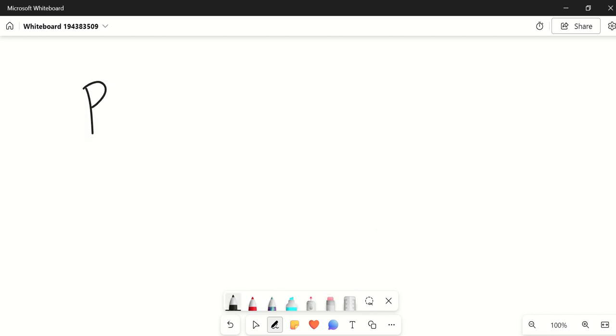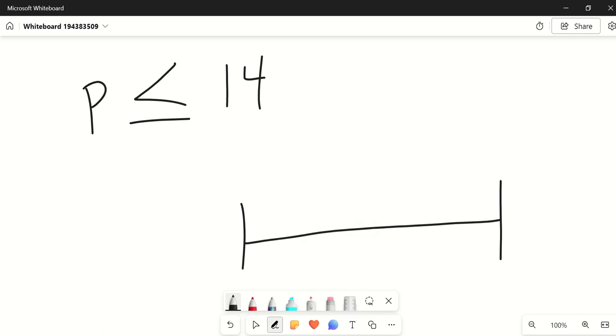Let's do P is less than or equal to 14. Okay, ladies and gentlemen, arrow going in which direction? Left. That means 14 needs to be on the right. 14. Arrow goes to the left. Open or closed dot, ladies and gentlemen? Closed. Because of the or equal to sign, which means that P can equal 14 and anything less than 14. Okay. Last one.